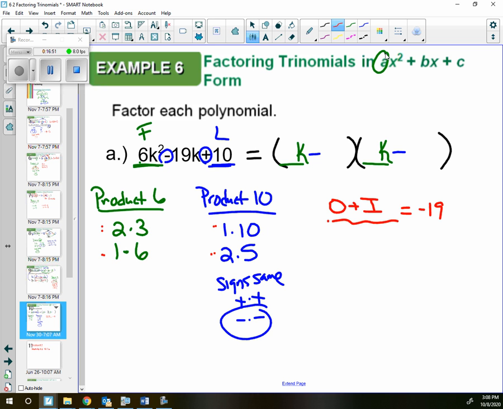So we're trying to make a 19. So we have to think about what pairs of numbers will do that. I'm just going to take the first one I listed here. I'm going to guess that maybe it's the 2 and the 3. This is, again, a kind of a guess and check. I know those numbers work because I picked them because they have a product of 6.